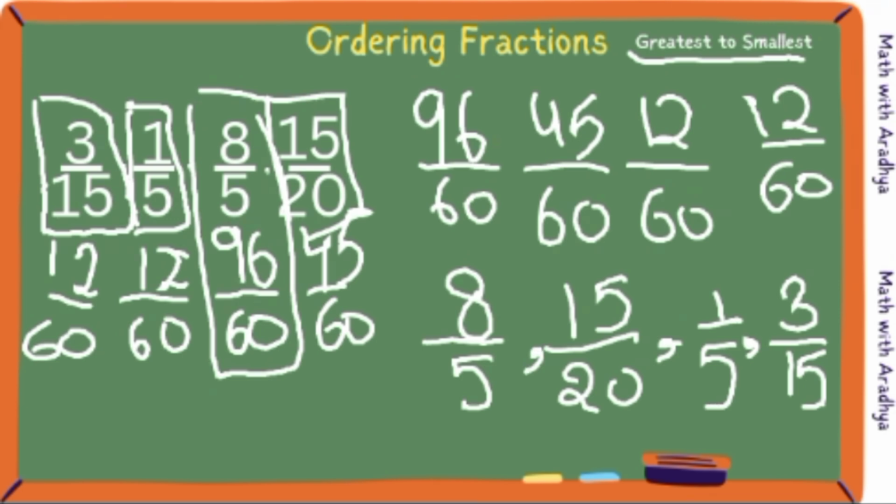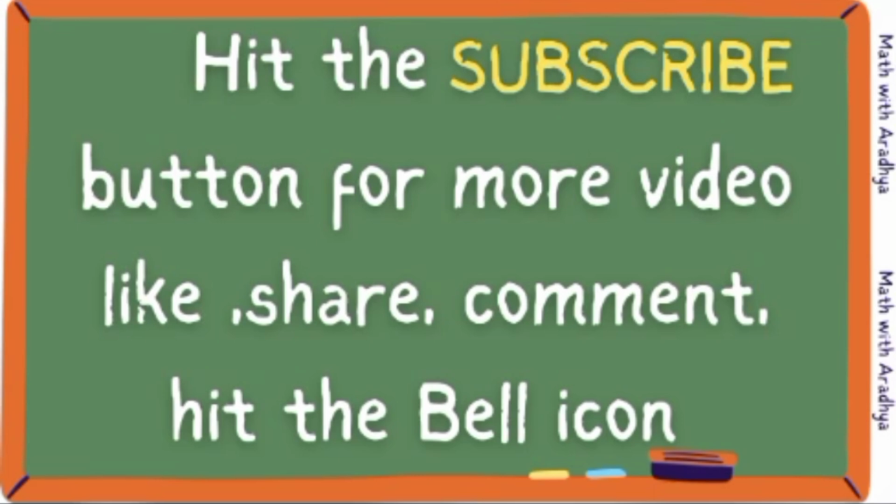Okay, so how we do that? We do like 8 by 5, 15 by 20, 1 by 5 and 3 by 15. So yeah, there you have it. We have successfully ordered fractions from smallest to largest and from largest to smallest using this method of finding a common denominator. I hope this helps you to understand how to compare fractions more easily.